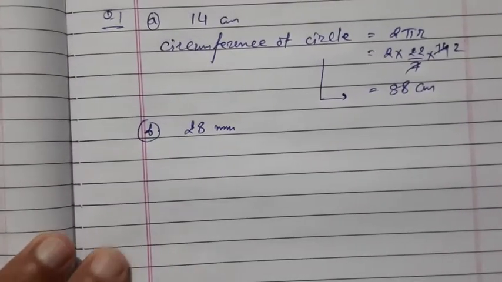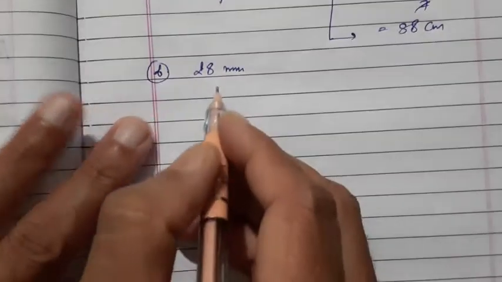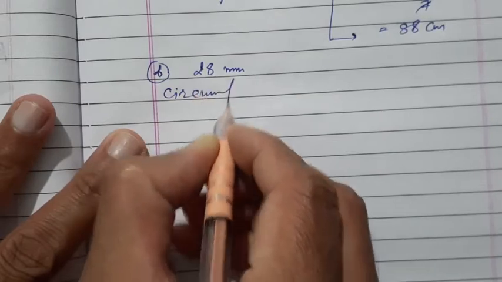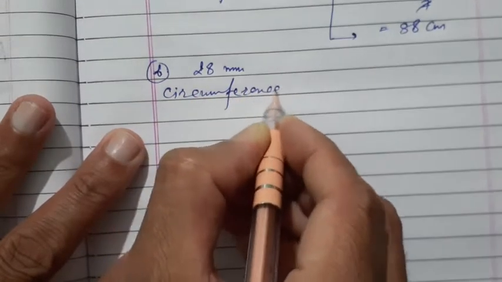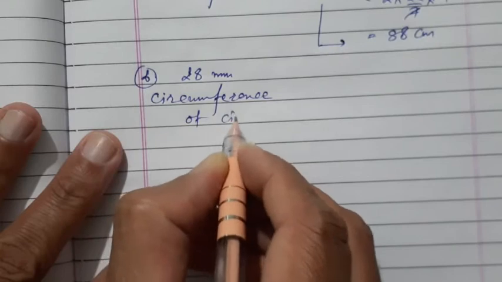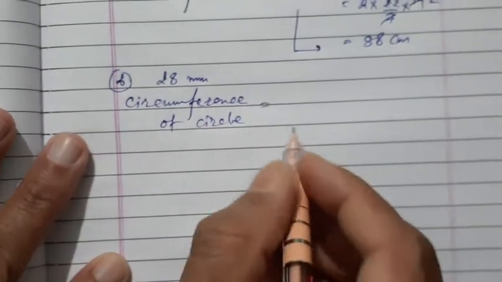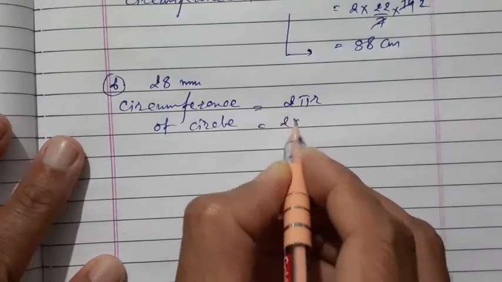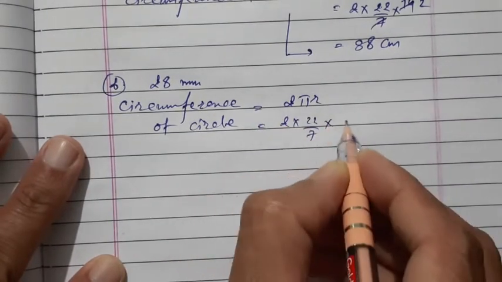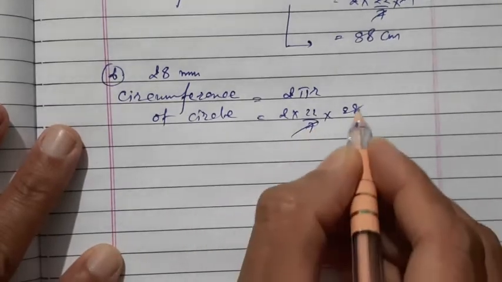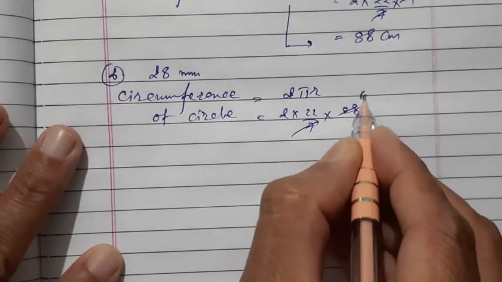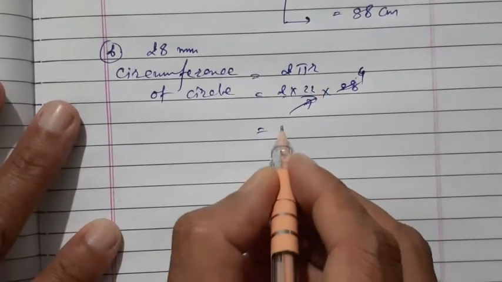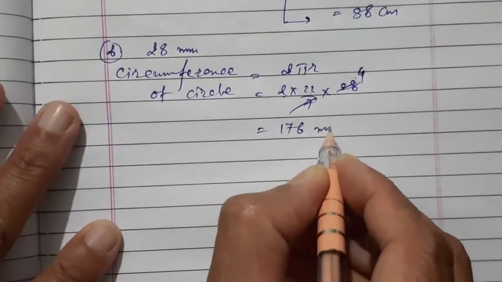Look here, that is r. The circumference of circle equal to 2 pi r, 2 into 22 divided by 7 into r, equal to 28 is given. 7 4s are 28. So 4 2s are 8, 8 into 22, 176 millimeter.